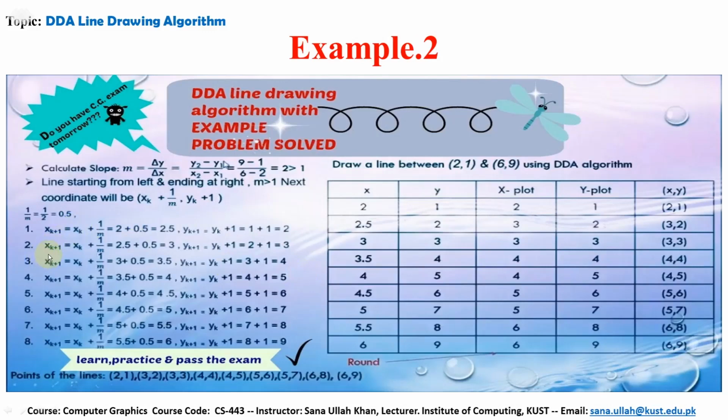So after that the x value again increases. So xk plus 1, where the xk value is now 2.5. So 2.5 plus 0.5 becomes 3, and yk will be increased with the unit interval. So the yk previous value is 2, 2 plus 1 is equal to 3, then x will be plotted 3, y will be plotted 3, final coordinates 3 comma 3. The same applies for the rest. After that calculation, it gave us the line points (2,1), (3,2), (3,3), (4,4), (4,5), (5,6), (5,7), (6,8) and (6,9).